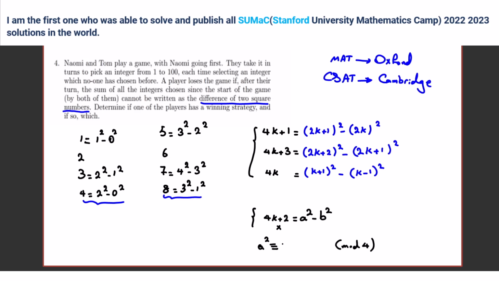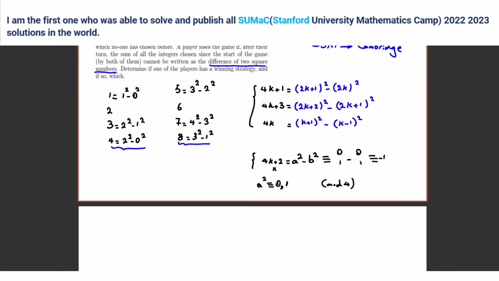A squared mod 4 would be 0 or 1. Because 0 squared is 0, 1 squared is 1, 2 squared is 0 mod 4, 3 squared is 1. So it can be 0 or 1. Agreed? Yeah. So if you consider 0 or 1 minus 0 or 1, let's consider cases. 0 minus 1 is negative 1. 0 minus 0 is 0. 1 minus 0 is 1. 1 minus 1 is 0. So negative 1 is 3. So it can be only 0, 1, 3. So 2 is not possible, right?